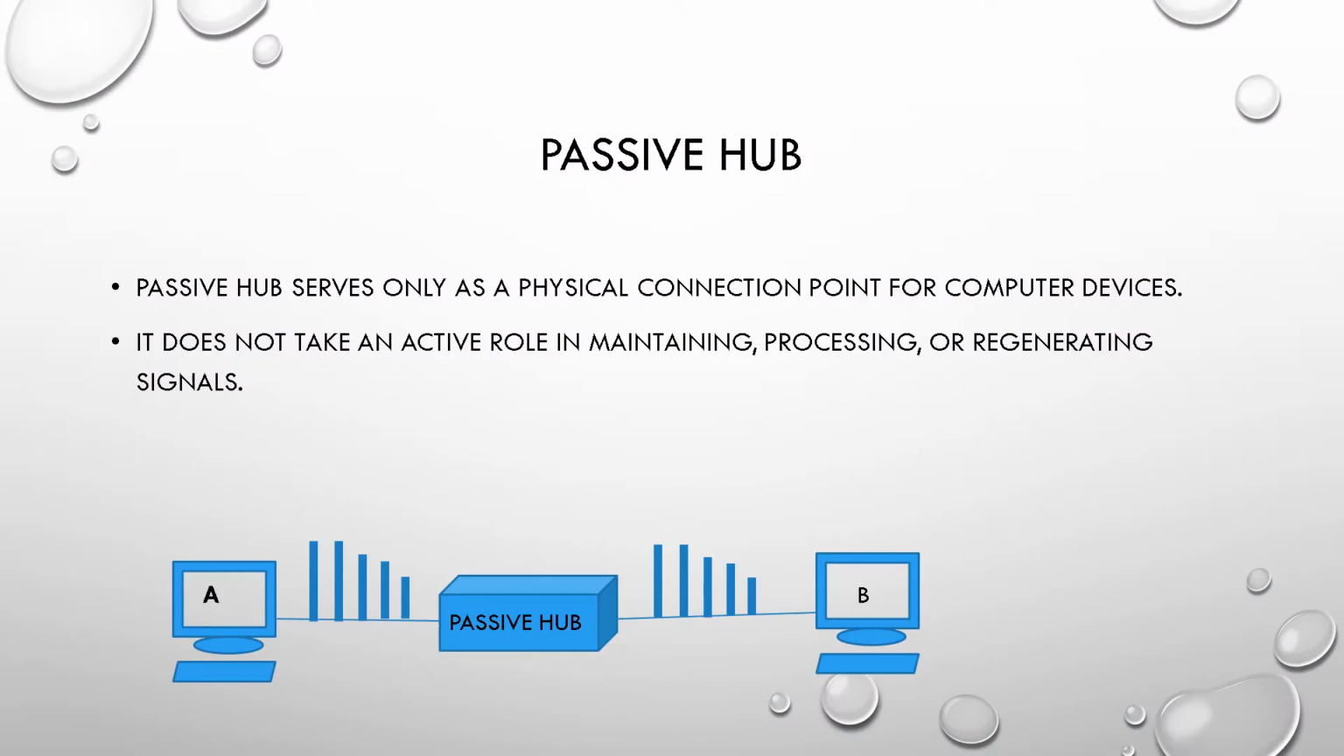Now let's see what is a passive hub. Now you know what is a hub. A hub is a device which allows us to communicate with more than 2 or 3 computers. Now a passive hub serves only as a physical connection point for computers. Normally a passive hub only connects 2 or 3 computers. It doesn't have any physical connection. So it does not take any active role in maintaining, processing or regenerating the signal. This is about the passive hub. Functions are the same as a hub, right? But a passive hub doesn't take any role. That is nothing but a passive hub.